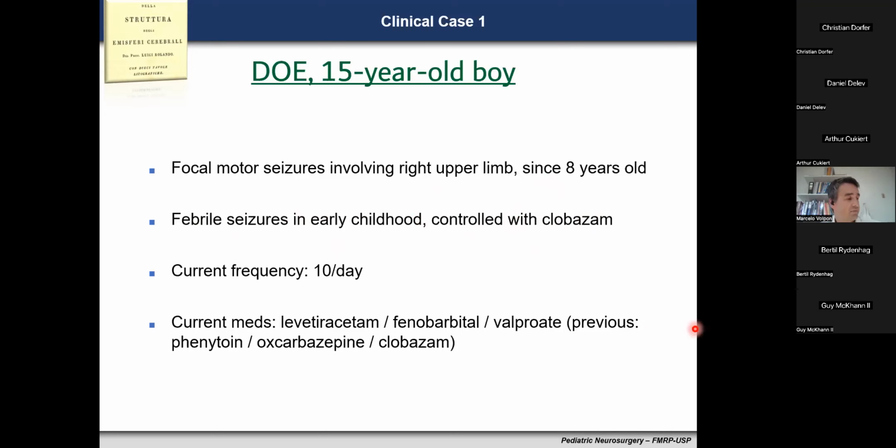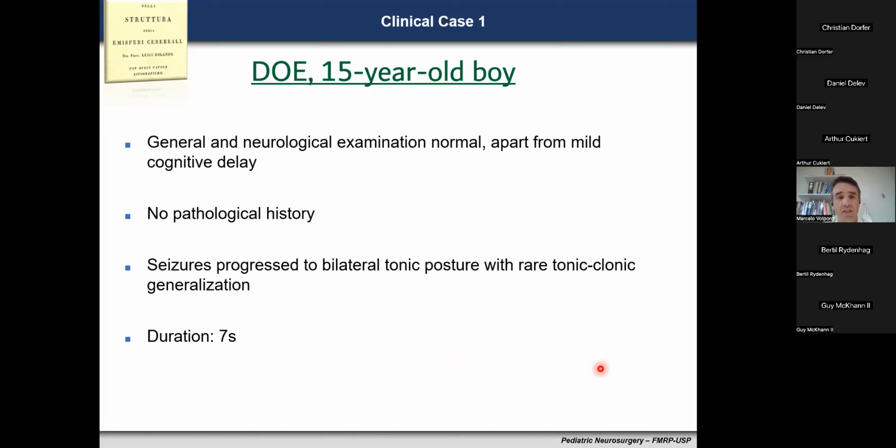And his seizure frequency actually changed, but he was still seizing quite a lot. When he came to us about 5 years ago, he was seizing about 10 times a day. And he was already at that time pharmacoresistant. He had been on phenytoin, oxcarbazepine, and clobazam, and was now on Keppra and phenobarbital, but still seizing that much.